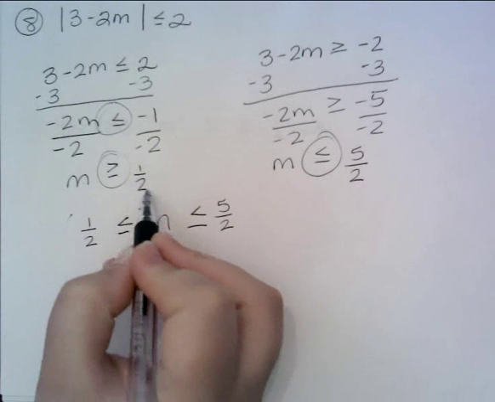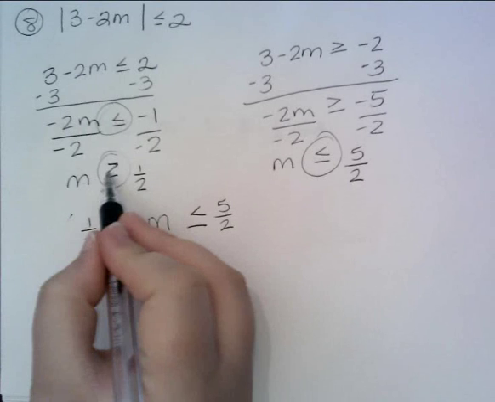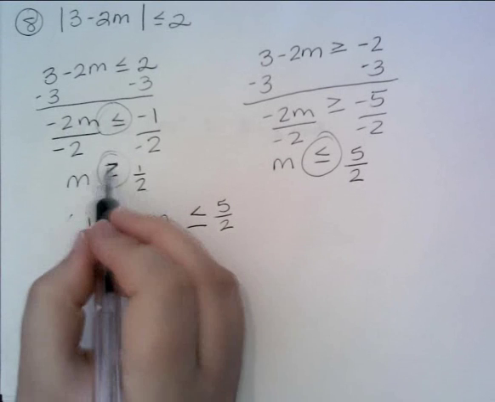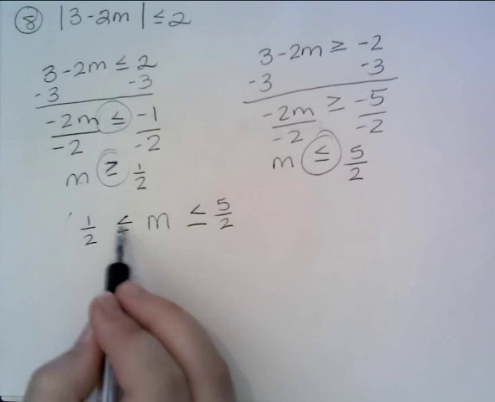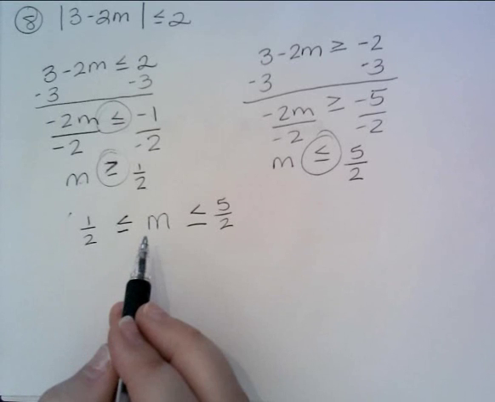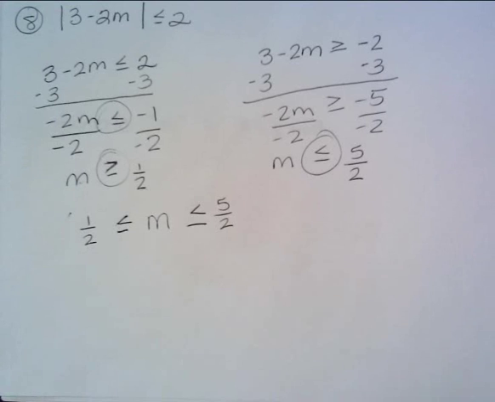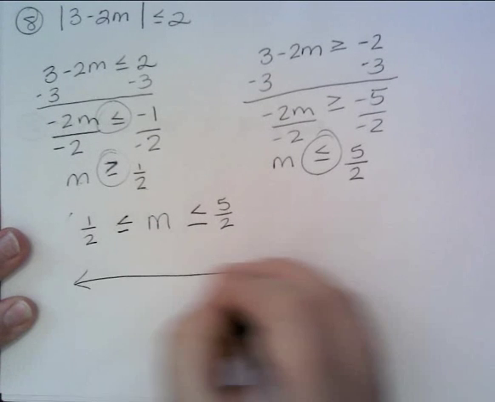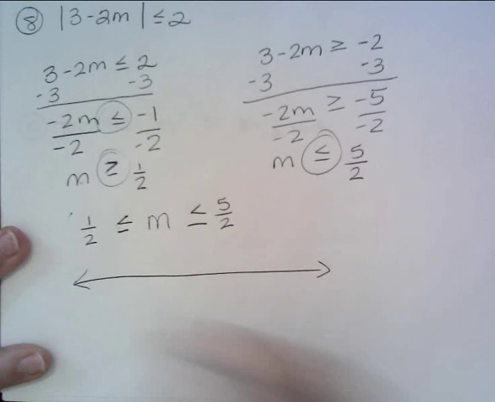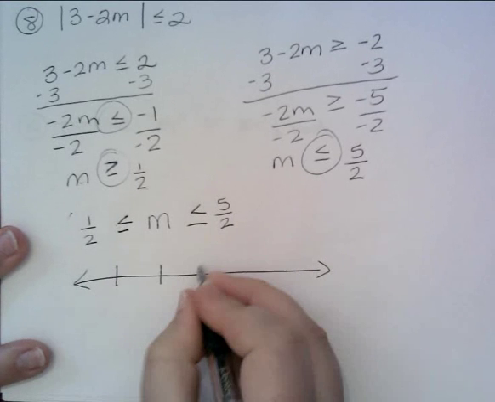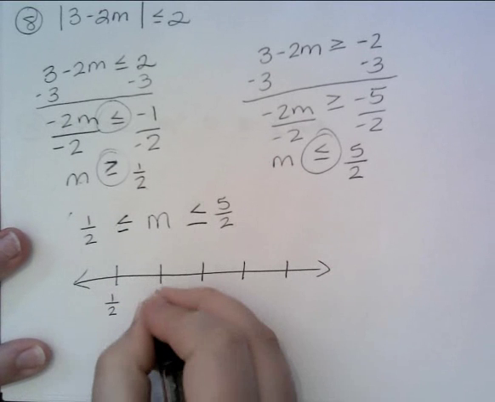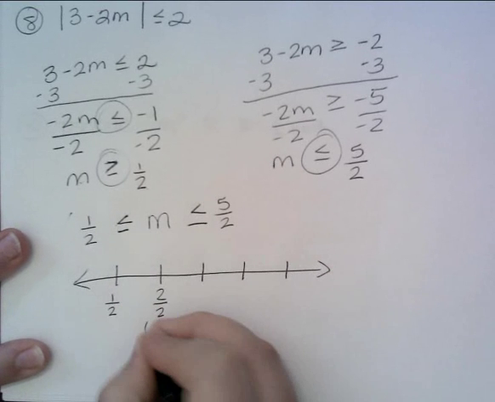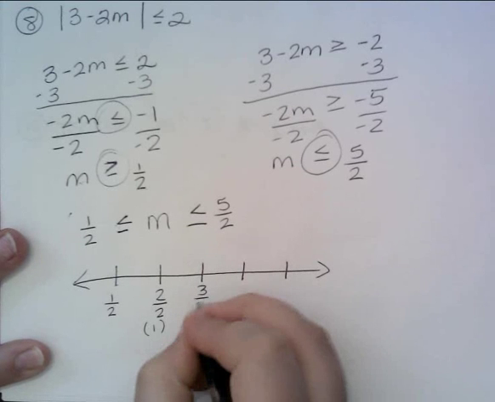So now we're going to graph it. All right, so I'm going to do 1/2, 2/2, which is 1, 3/2, 4/2, which is 2, and then 5/2. Hopefully y'all can see what pattern I'm using. I noticed that they both had a denominator of 2, so I just counted 1 to 5. 1, 2, 3, 4, 5.